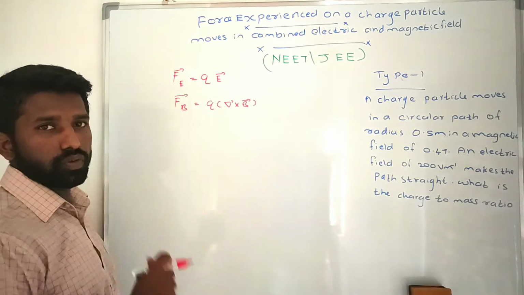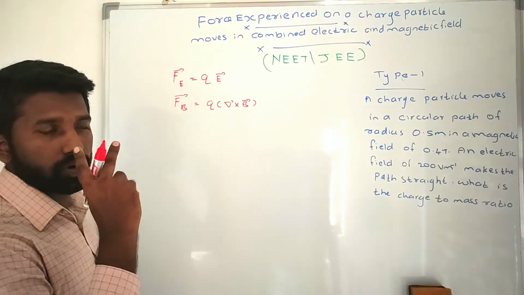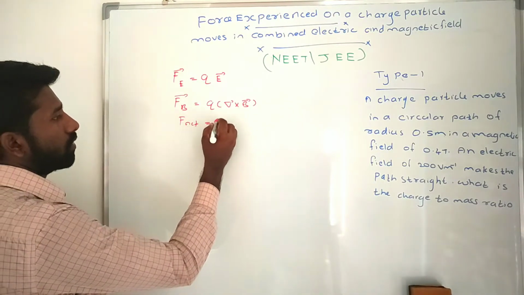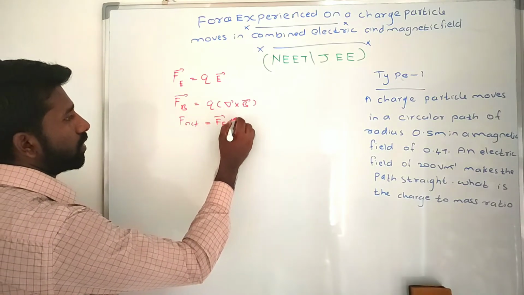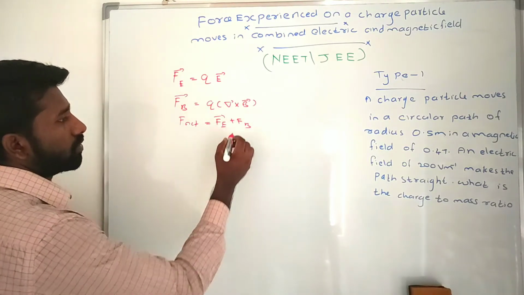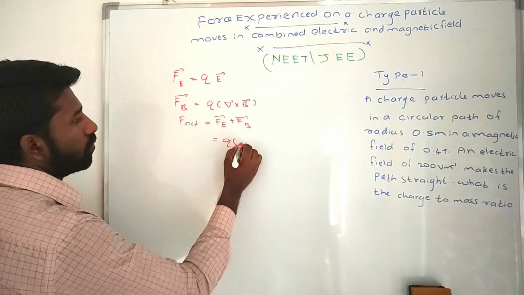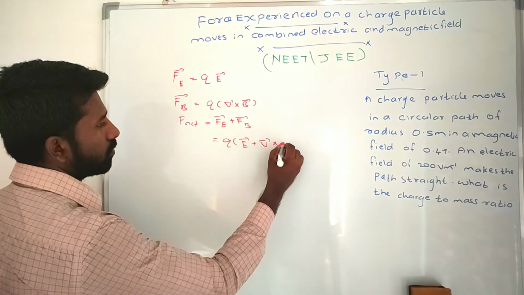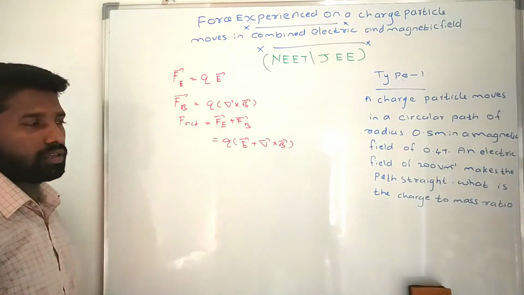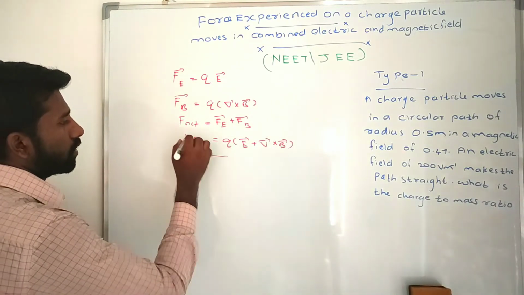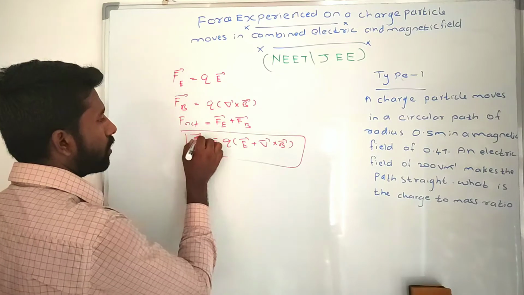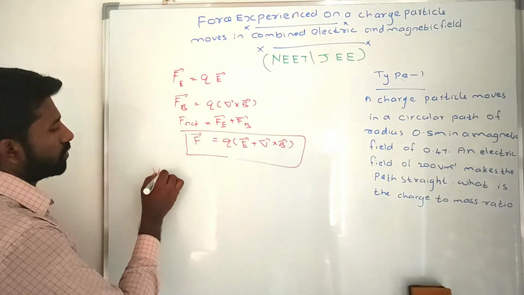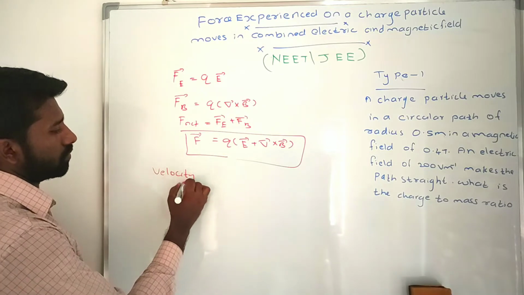So there are two forces acting on a charged particle. The net force F net is the vector sum of the two forces, that is Fe plus Fb, which gives Q into E plus V cross B. This is the net force acting on a charged particle moving in a combined electric and magnetic field. Now we will see the velocity selector.